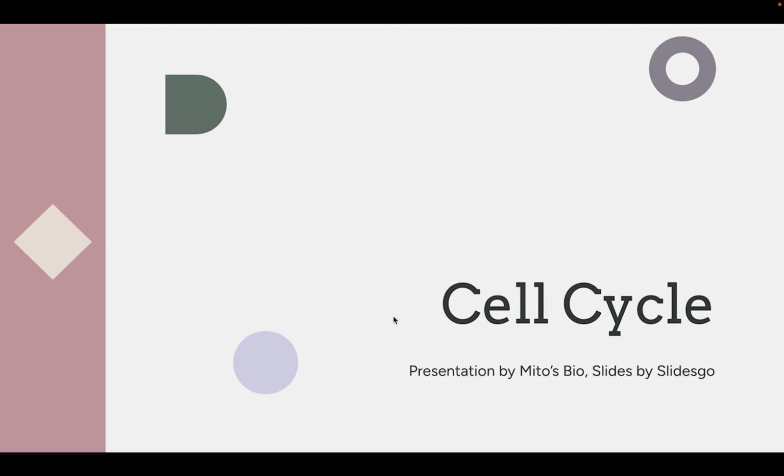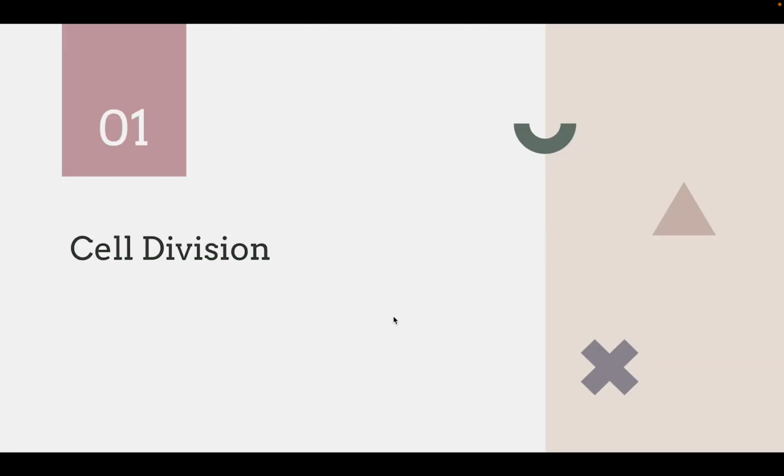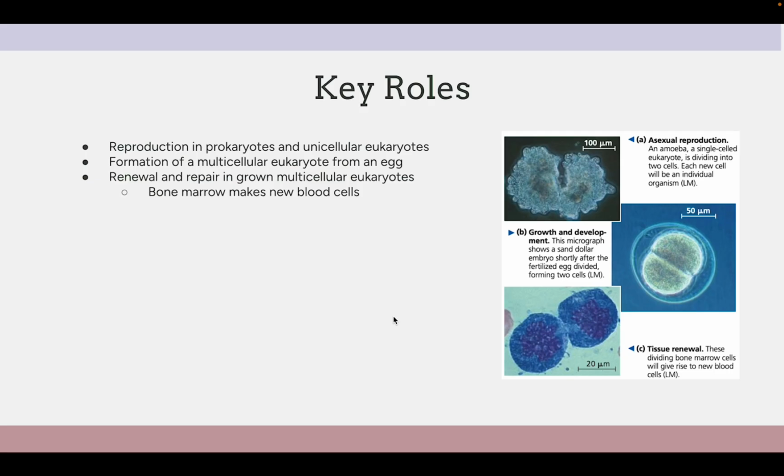So let's get started. First, we're going to talk about cell division. So here are kind of the key roles that cell division is going to play in different organisms. So first, for prokaryotes and unicellular eukaryotes, cell division is going to help with reproduction. And hopefully this makes sense because prokaryotes and unicellular eukaryotes are literally one cell big. So, if they divide, then they're reproducing. They just made a copy of themselves. So, that's one of the key functions.